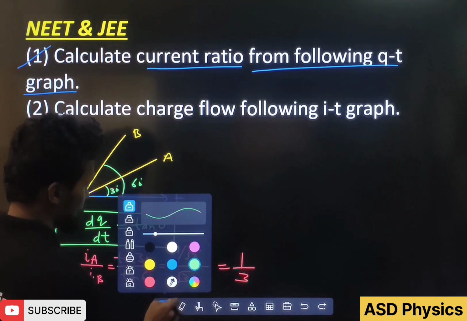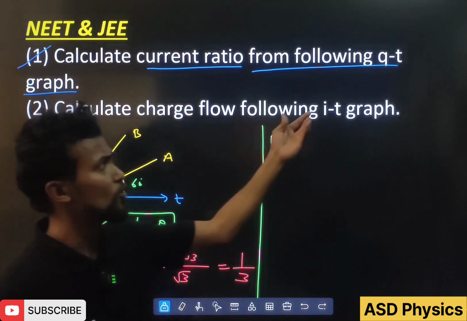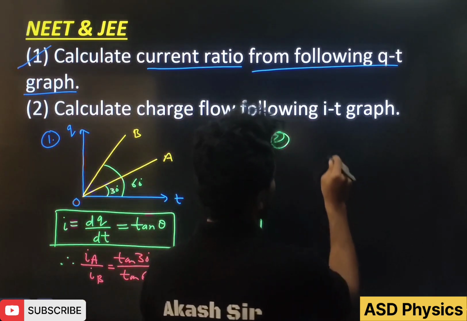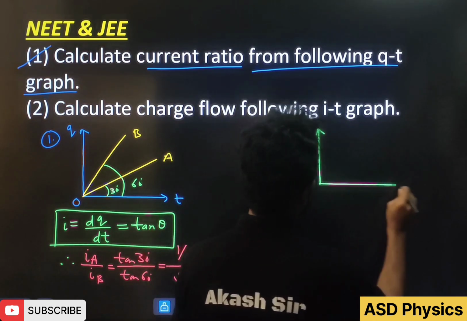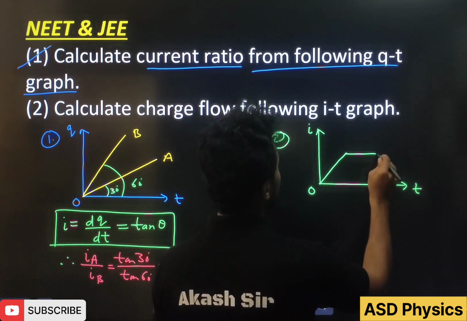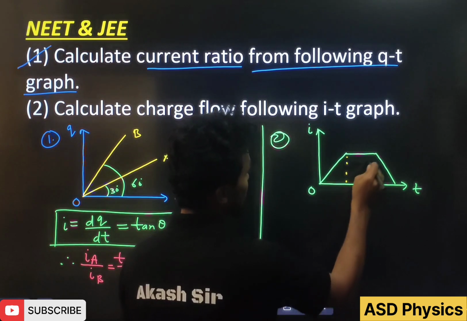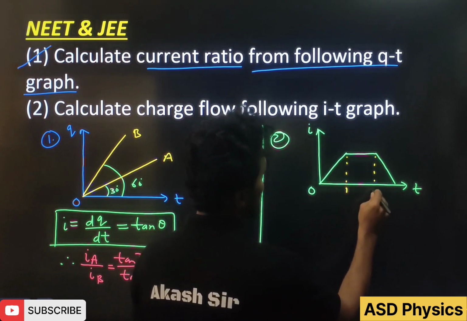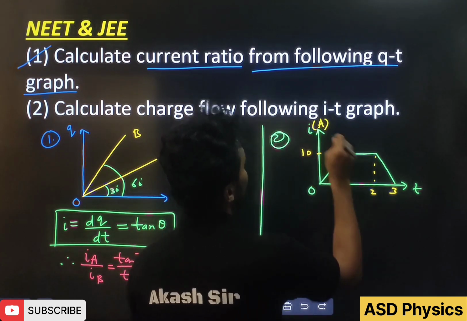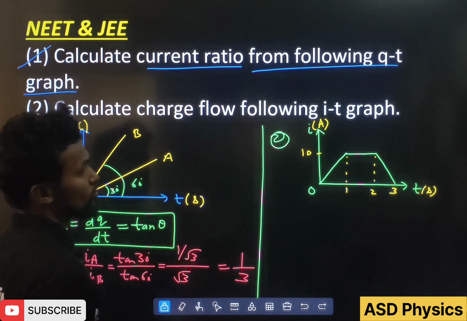After that, if we go to the second one, what is given? Calculate the charge flow from the following I-T graph. Let's draw it like this. This is T, this is I, and let's take some graph like this. Let's take 0, 1, 2, 3, and here the value is given as 10. Here the unit is ampere, here second. Otherwise you have to be very careful about which unit is given.